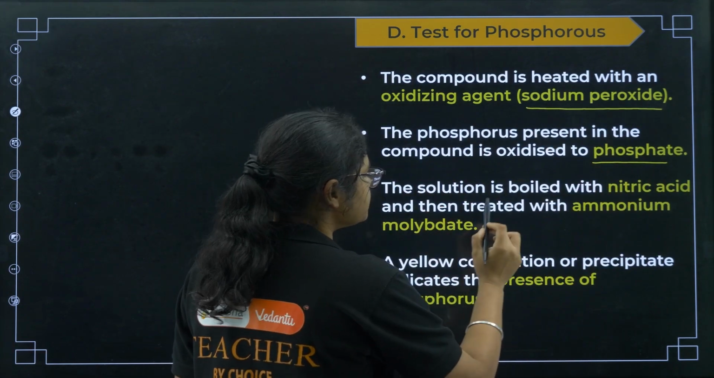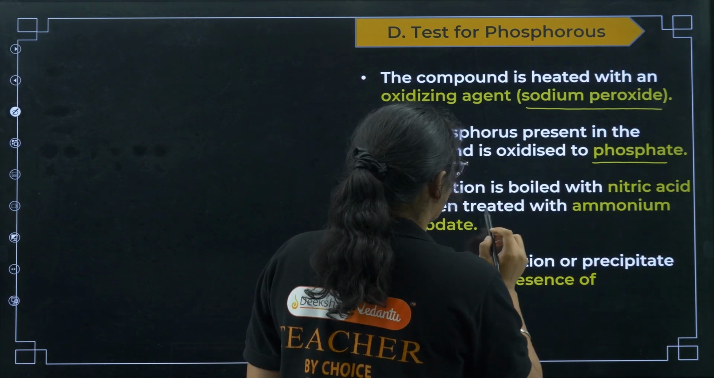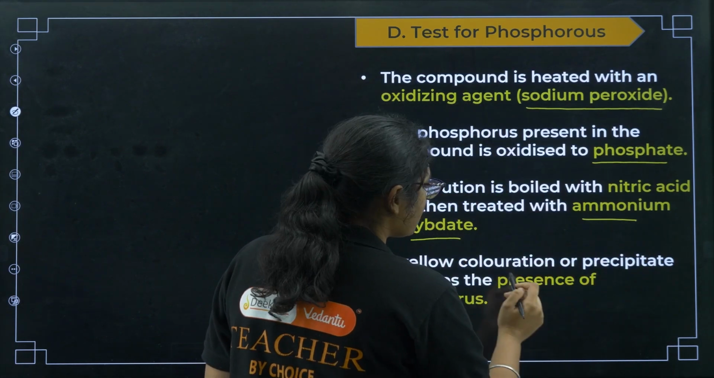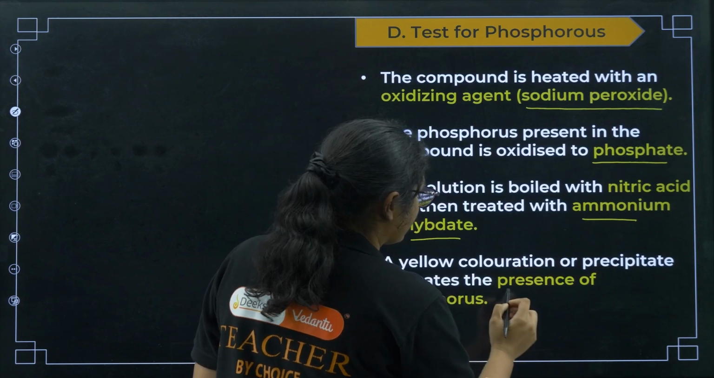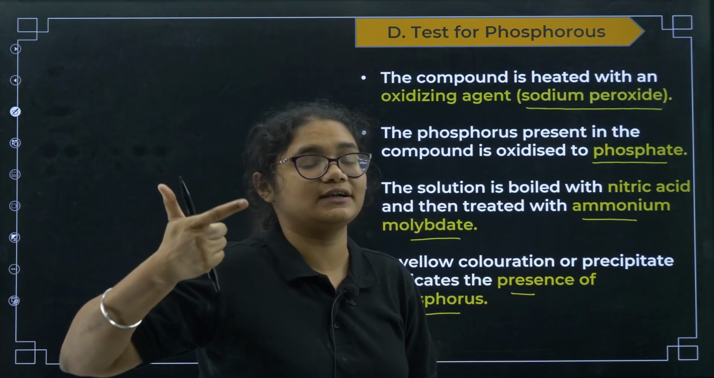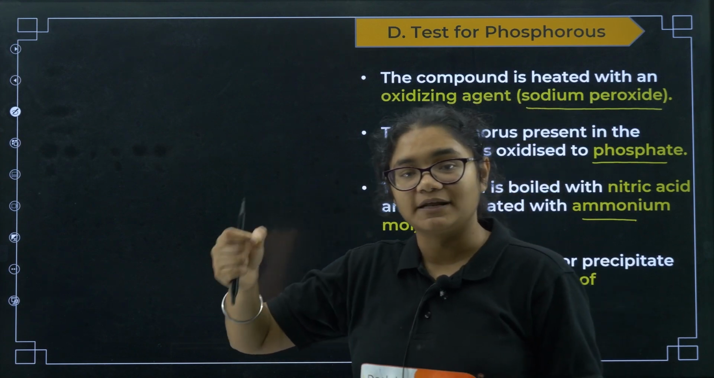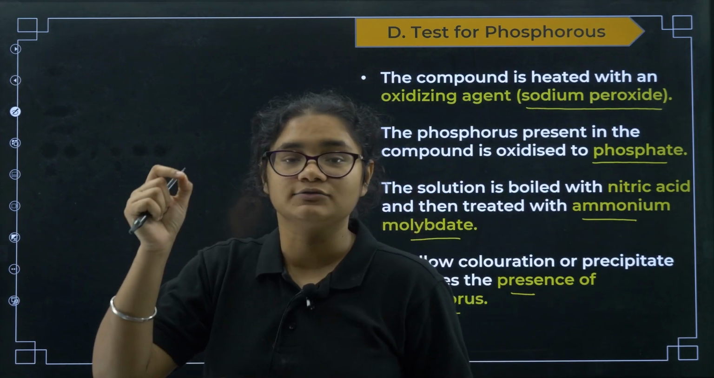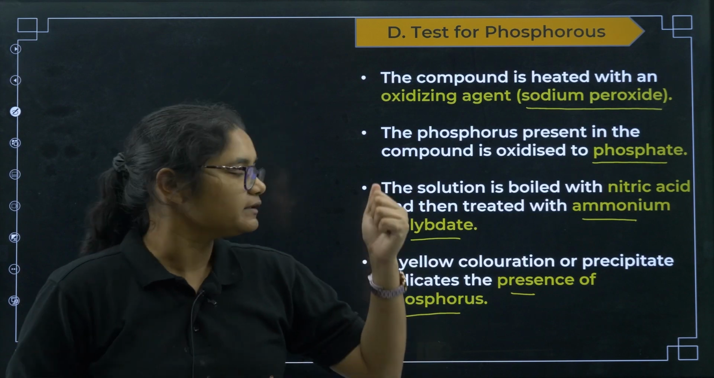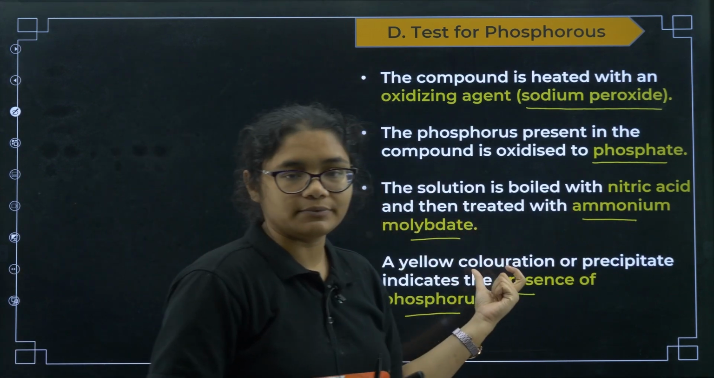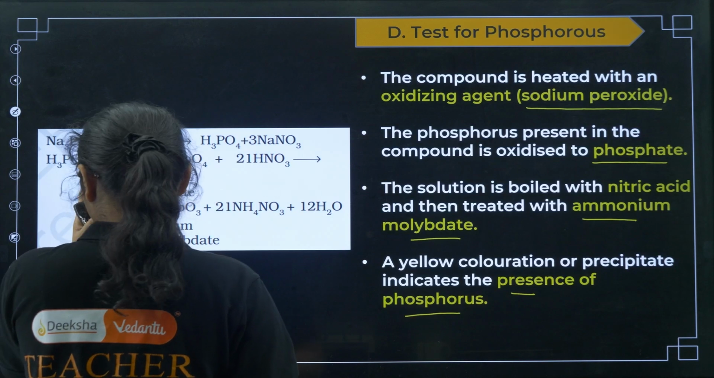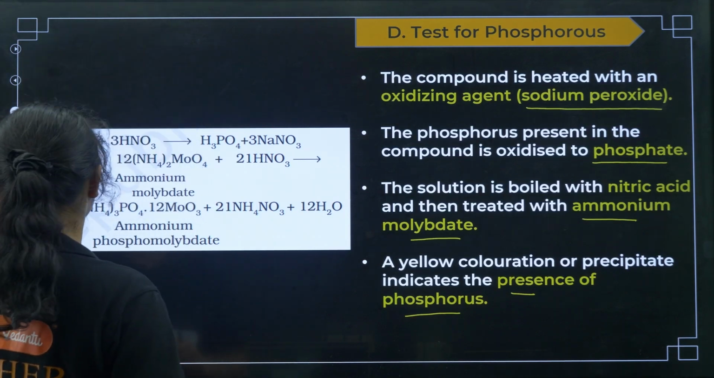The solution is boiled with nitric acid and then treated with ammonium molybdate. A yellow coloration or precipitate indicates the presence of phosphorus. So what happens: first, phosphorus is converted to phosphate group due to the presence of an oxidizing agent, that is sodium peroxide. Now once the phosphate group is formed, you treat it with nitric acid and ammonium molybdate to get a yellow precipitate. You can directly see this from the phosphate group.